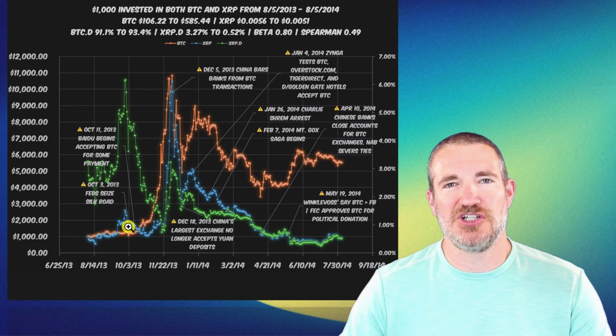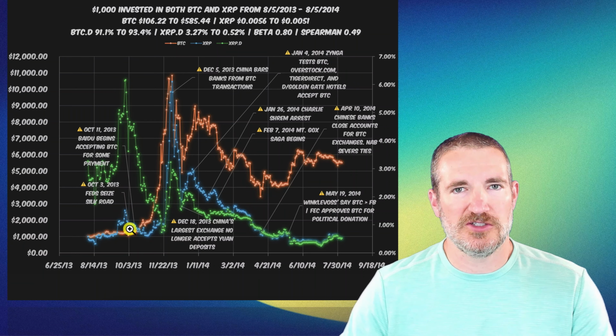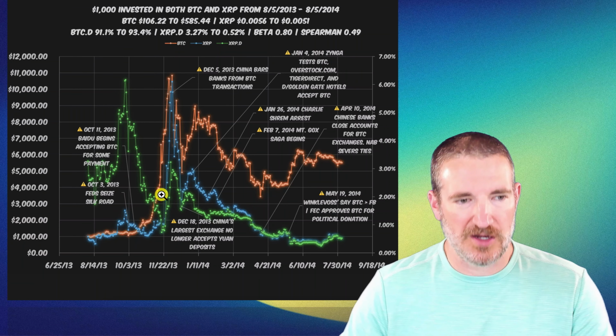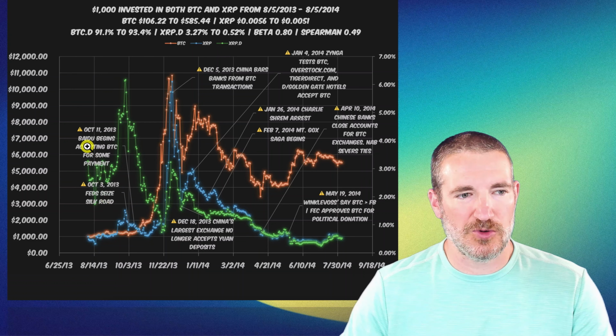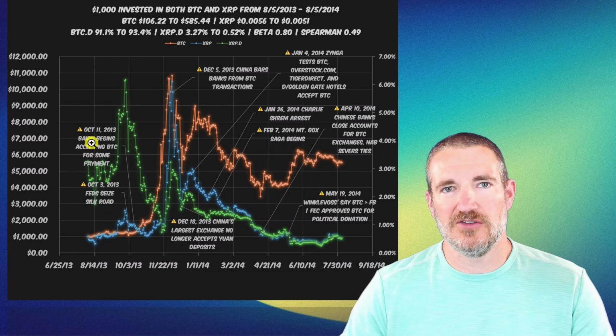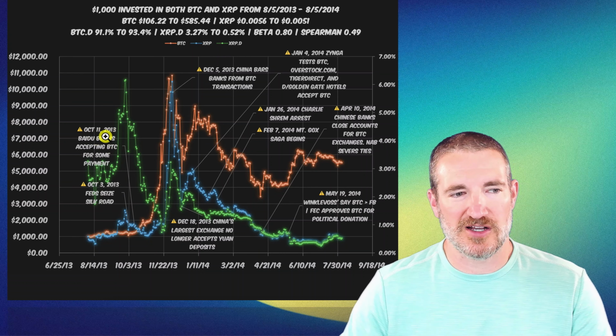But it did show that there was utility there. And this really started to pique some interest. And that is when Bitcoin really started to take off for the first time. And within a week of them seizing the Silk Road, Baidu, which is the Chinese version of Google, starts accepting Bitcoin for some payment on October 11th.